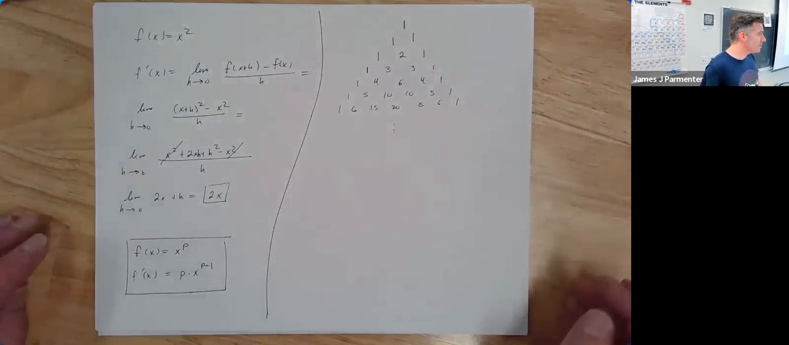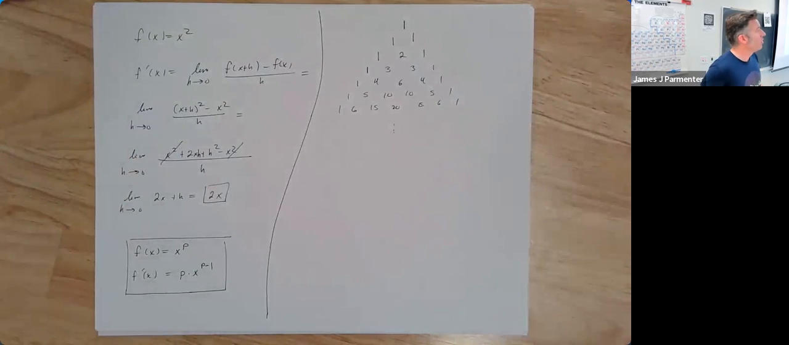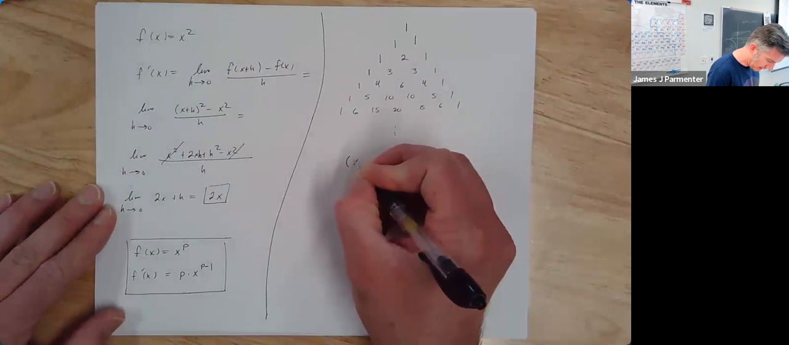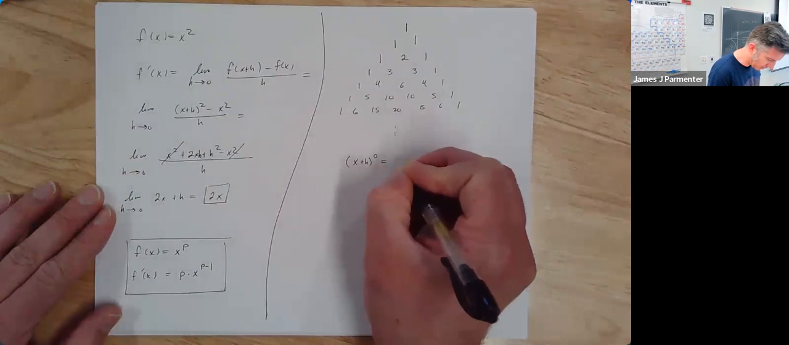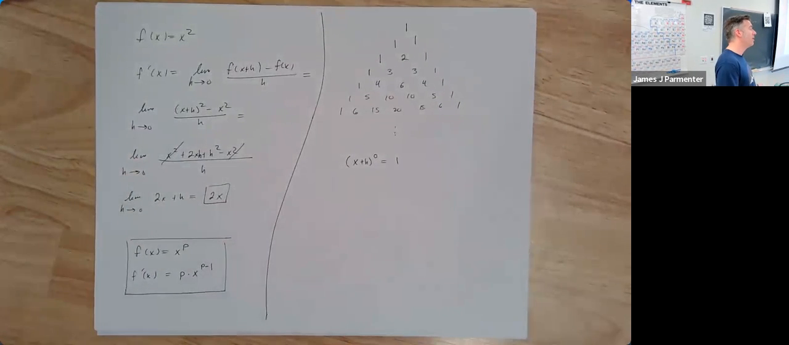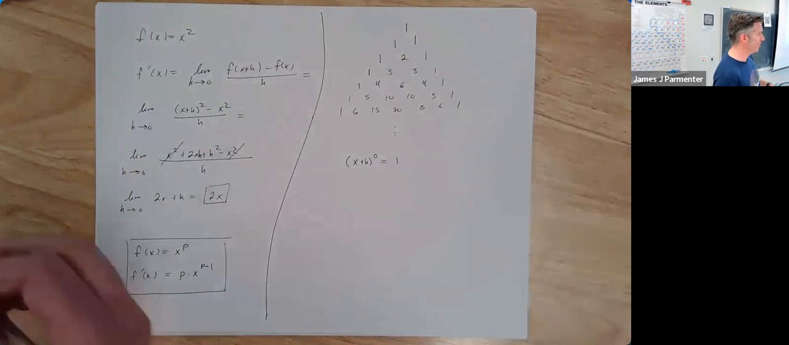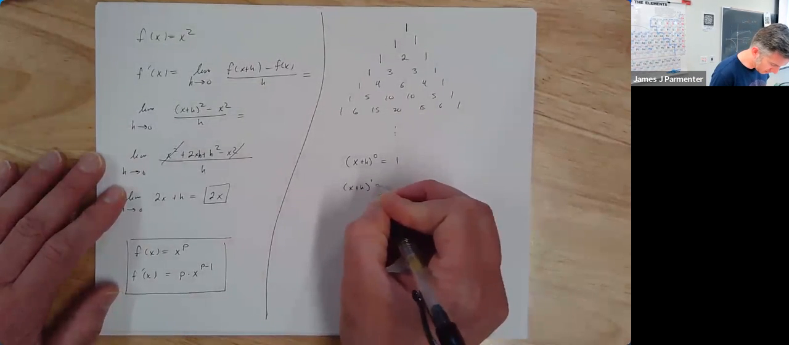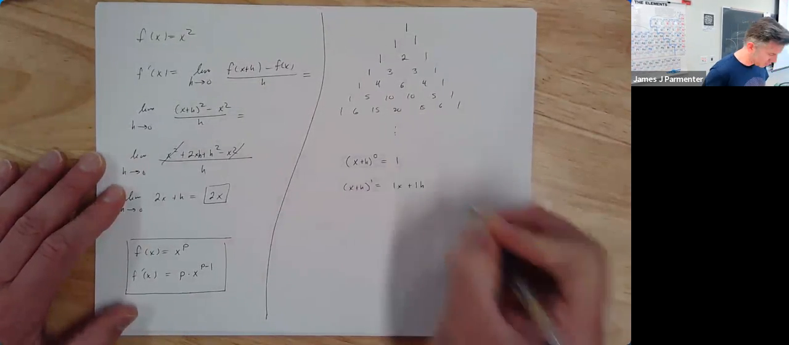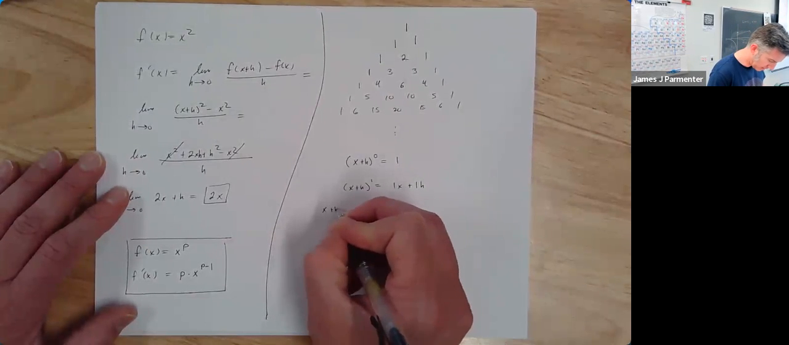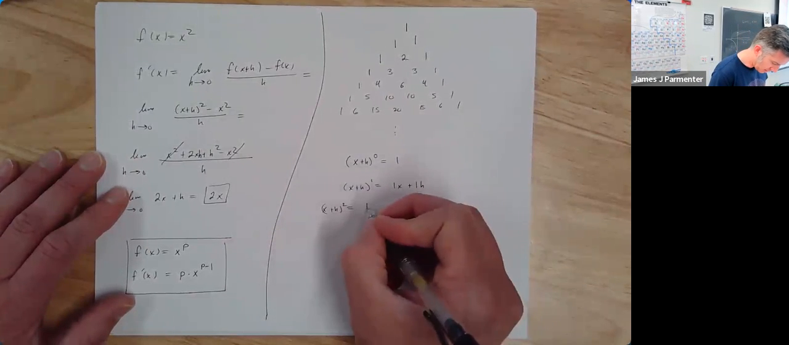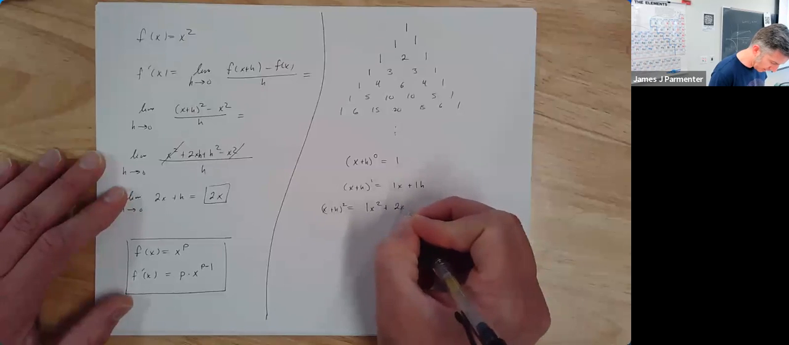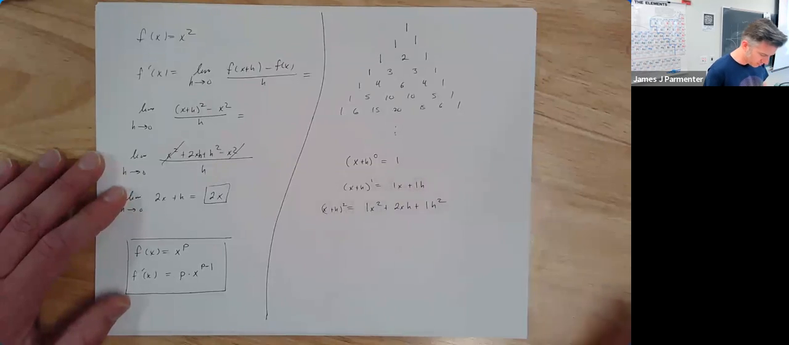The reason this is neat, well, there's lots of reasons it's neat. The particular reason right now that it's useful is, check this out. x plus h to the 0th power is 1. Any non-zero number to the 0th power. 0 to the 0 is a whole other indeterminate form. There's lots of indeterminate forms. x plus h to the first is 1x plus 1h. x plus h squared, as you've seen, is 1x squared plus 2xh plus 1h squared.